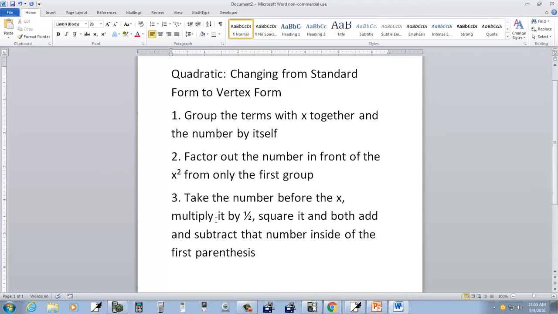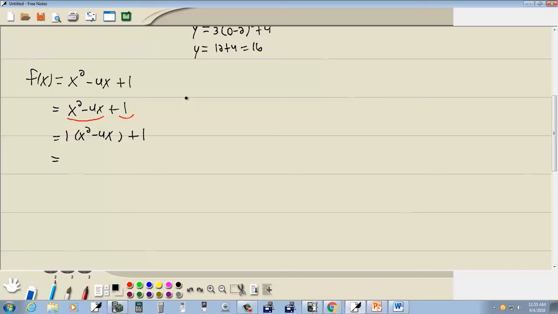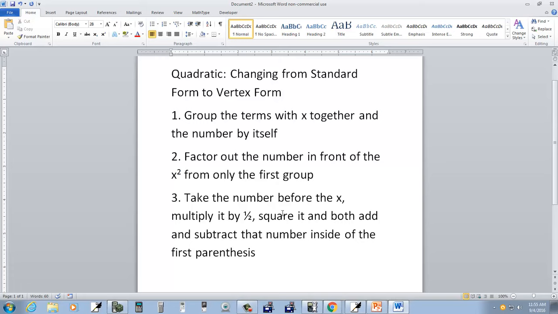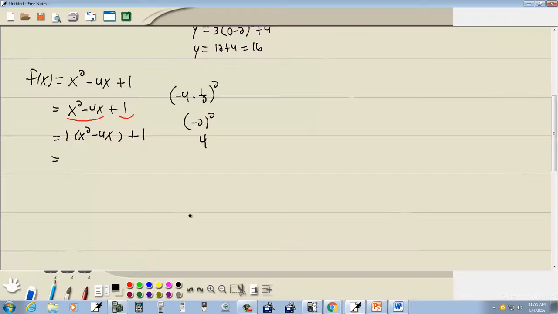Okay, take the number for the x. The number for the x is a negative 4. You usually do this on the side. So you've got negative 4 times 1/2, and you want to square it. Negative 4 times a half is negative 2, and negative 2 squared gives us a positive 4. It's always times a half, it's always squared. And then both add and subtract that number inside the first parentheses. So we're going to have x squared minus 4x plus 4 minus 4 plus 1.